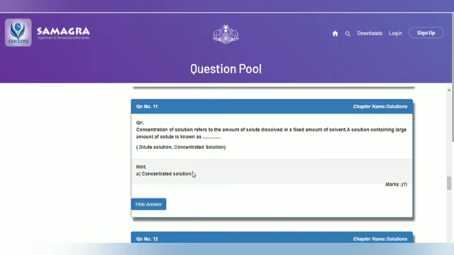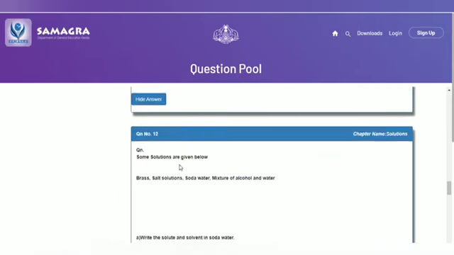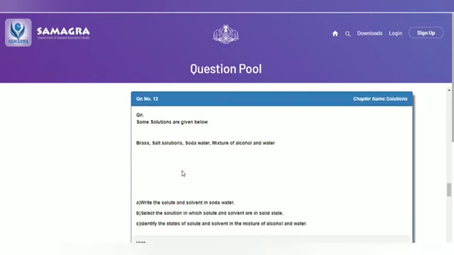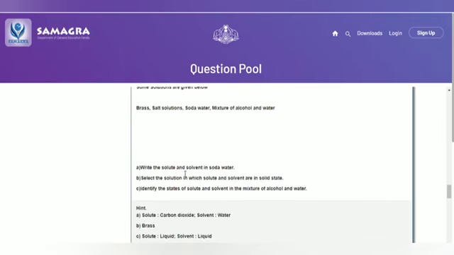Concentration of a solution refers to the amount of solute dissolved in a fixed amount of solvent. So a solution containing a large amount of solute is known as a concentrated solution. Solutions are given below. Write the solute and solvent in soda water. Solute is carbon dioxide, solvent is water.